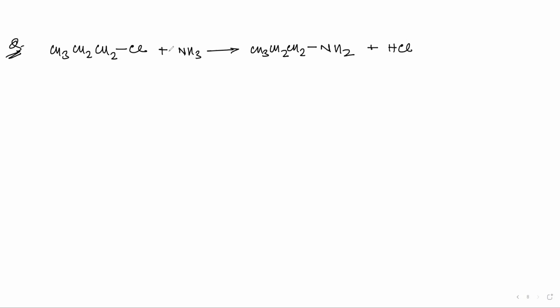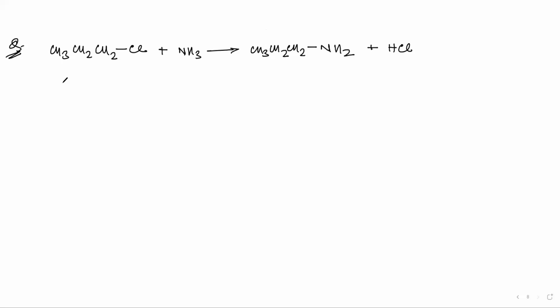So simple example, we have CH3, CH2, CH2 bonded with Cl, and we want to react this with NH3. What will happen? Simply we will get CH3, CH2, CH2, now CH2 will be bonded with NH2, not NH3, NH2. And for that matter, you will also write the byproduct, that is HCl. Here it is HCl. That is one of the hydrogens from nitrogen, and you will write the other Cl from the alkyl group.